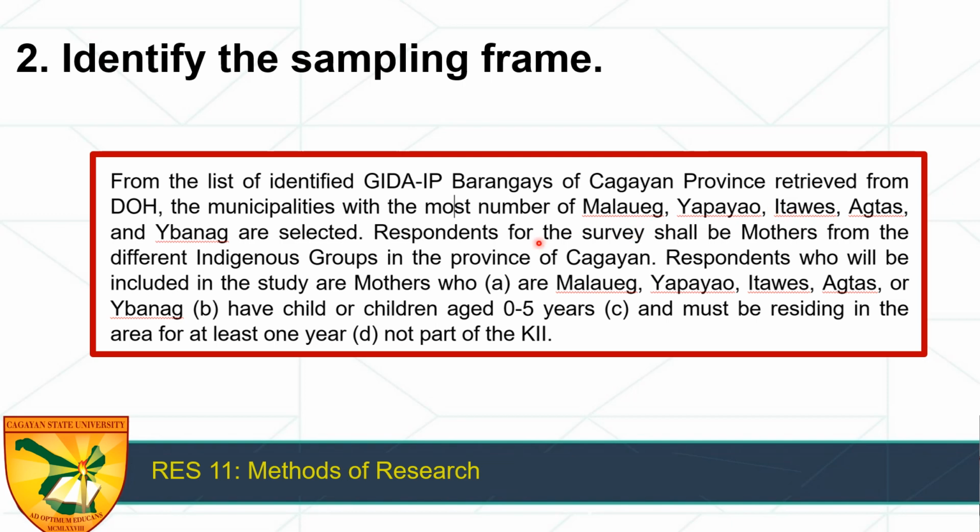And you will see here that I've defined my population. The respondents for the survey shall be mothers from the different indigenous groups in the province of Cagayan, and respondents who will be included in the study are mothers who, letter A, are Malaweg, Yapayao, Itaves, Agtas, or Ibanag. Letter B, have child or children aged 0 to 5 years. Letter C, must be residing in the area for at least 1 year. And letter D, not part of the key informant interview.